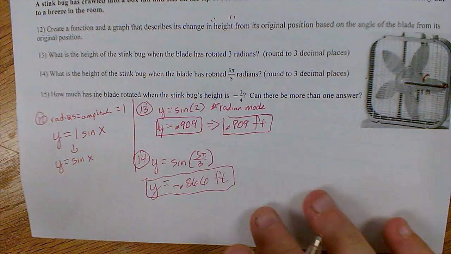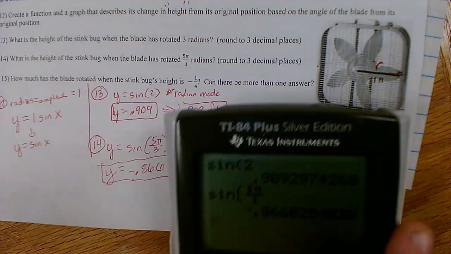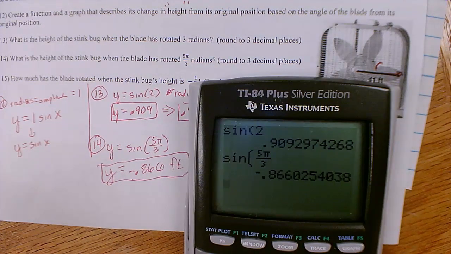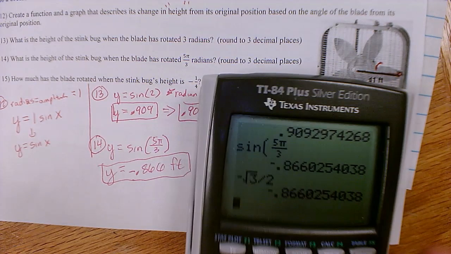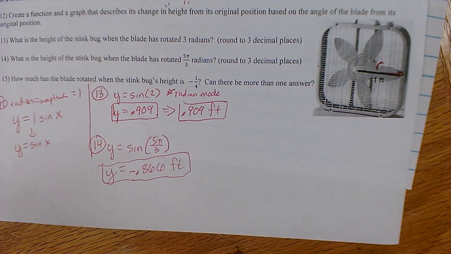Now for those who are observant, you may have noticed 5 pi over 3 is on the unit circle, and the sine of 5 pi over 3 is negative square root of 3 over 2. Now this is just for people who may have noticed that. Interesting. Anyway, here's a lazier way we could have done this.